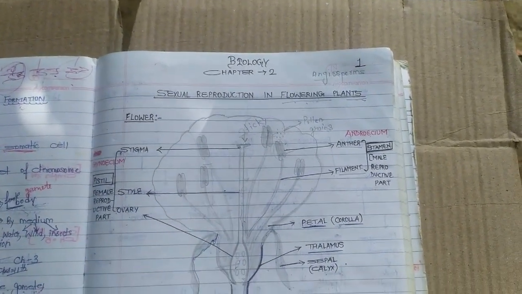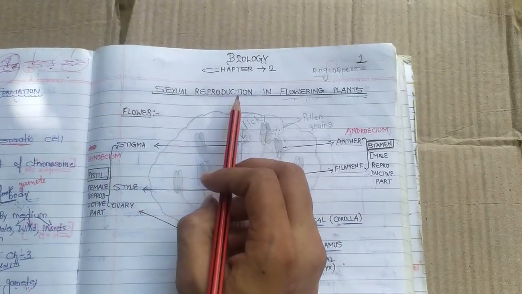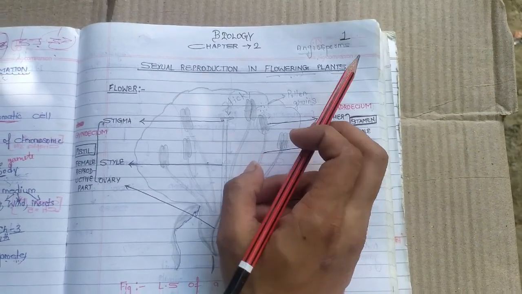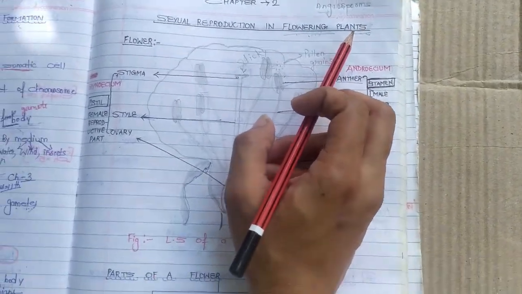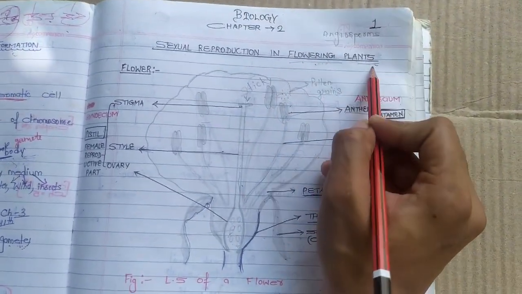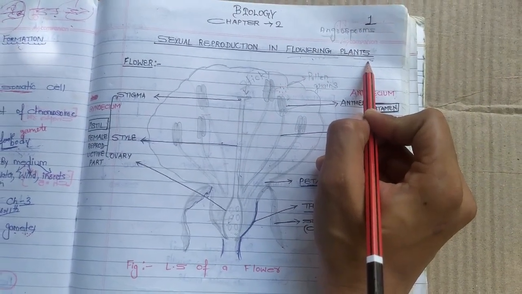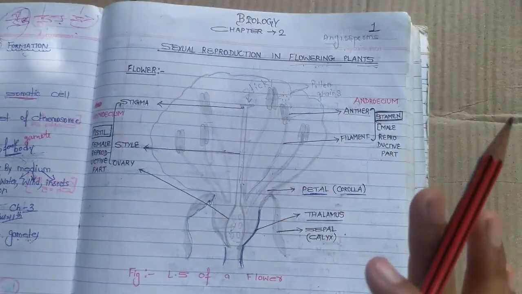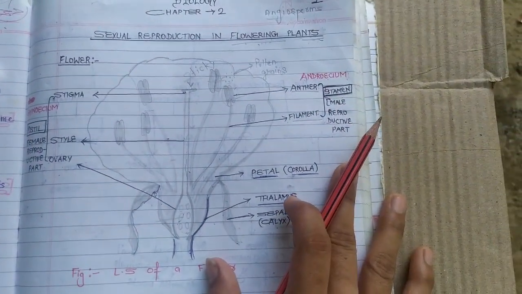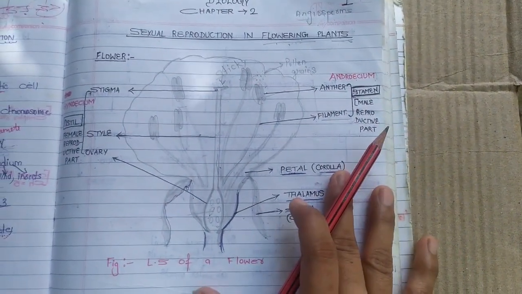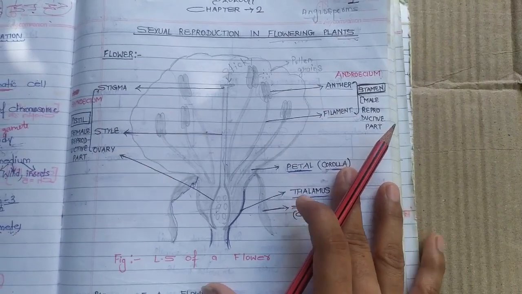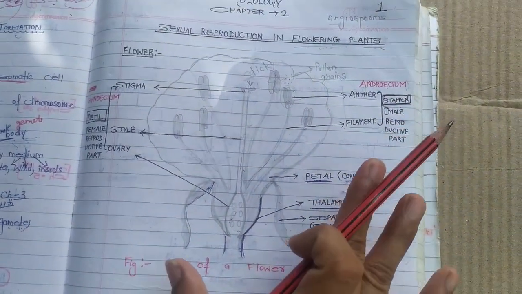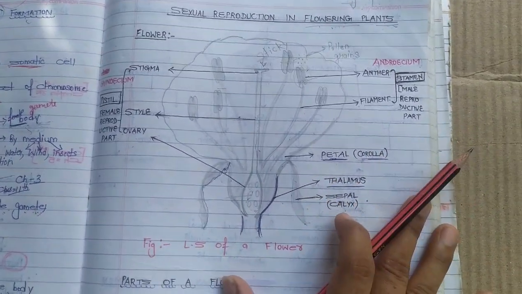Today we are going to start a new chapter, sexual reproduction in flowering plants. First of all, you all have to know that all flowering plants come under the division of angiosperm. Among the 5 important divisions, the angiosperm is the only division which contains flowers. We start this chapter with the basic diagram of our flower.